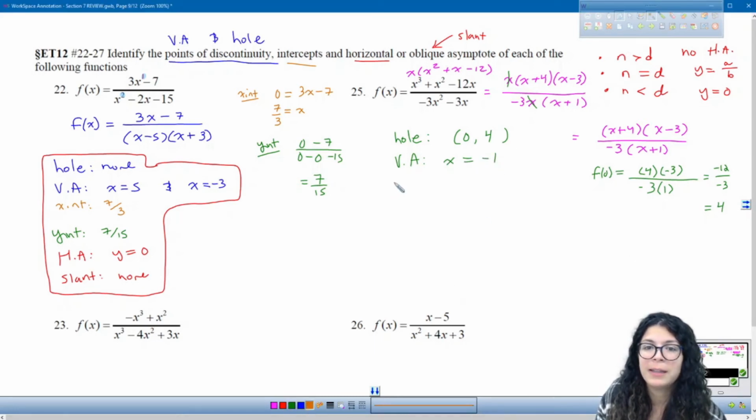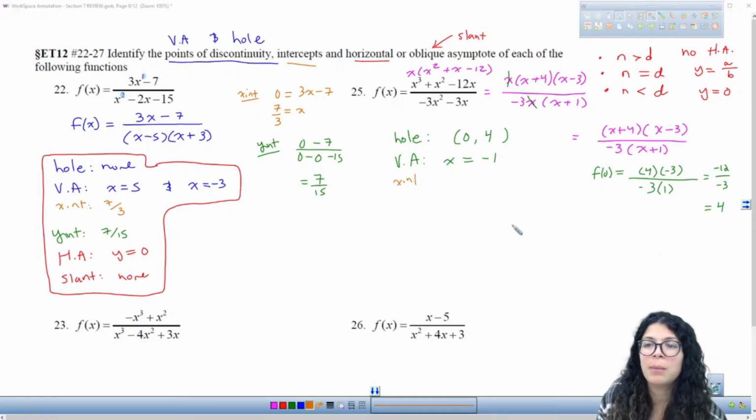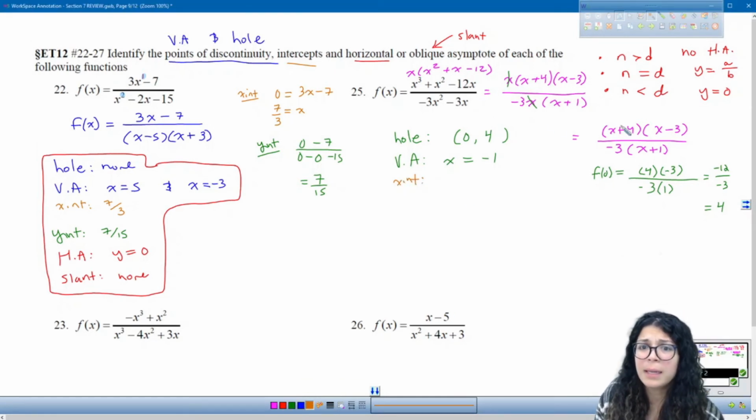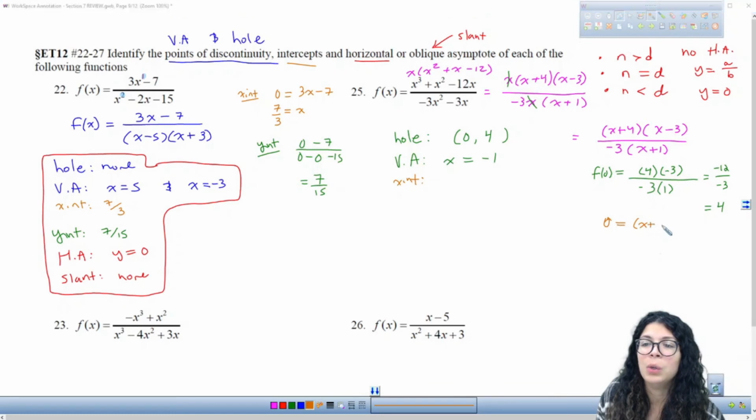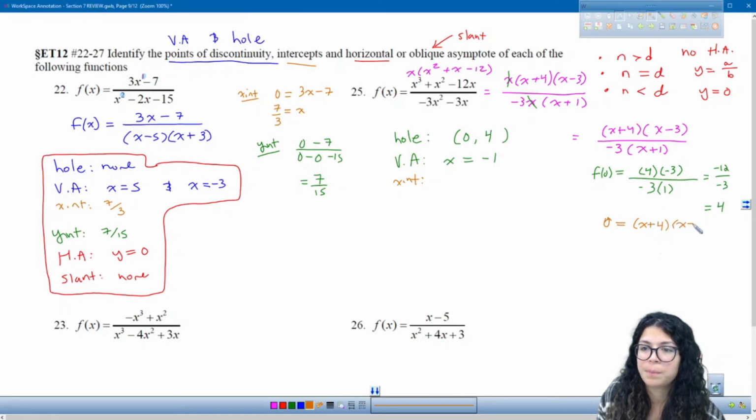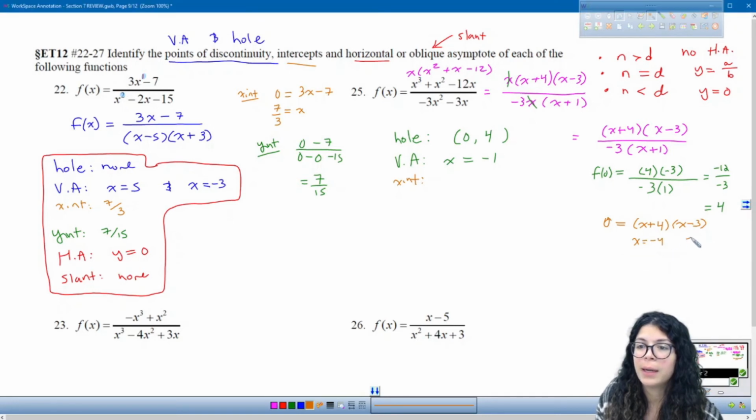Okay, let's move on to finding the x-intercept. For the x-intercept, we can plug in y is 0. And if we plug in y is 0, remember, when you multiply the denominator, it'll cancel out, and 0 times anything is 0. So the x-intercept is just what's going to make the numerator 0, which would be the values of negative 4 and 3. So we have two x-intercepts. One's at negative 4, and the other one is at 3.